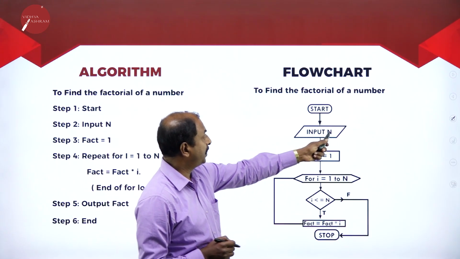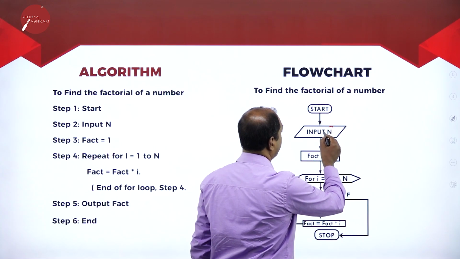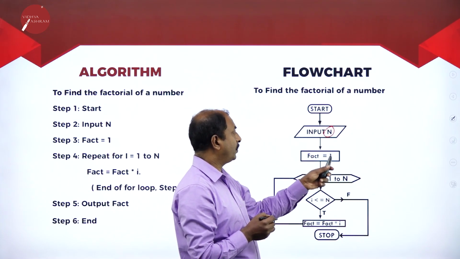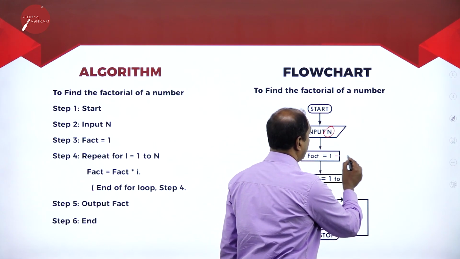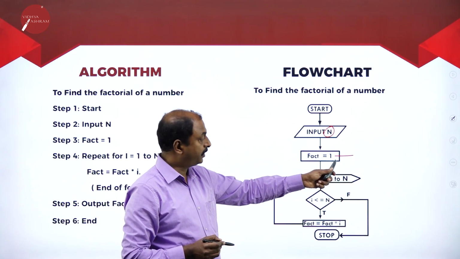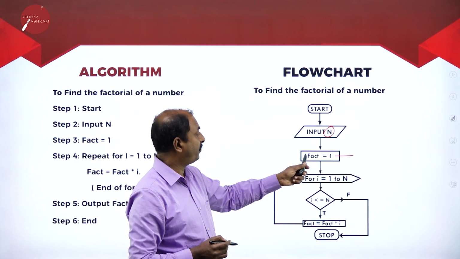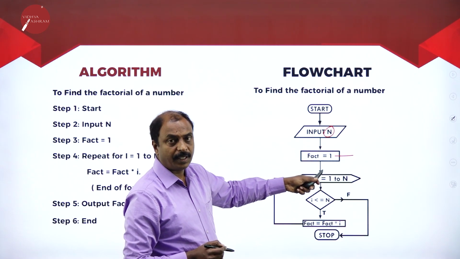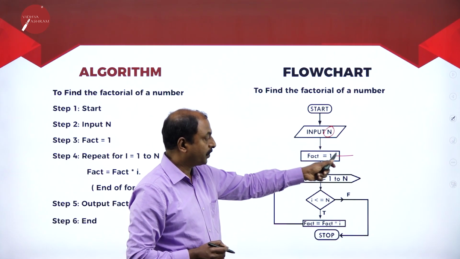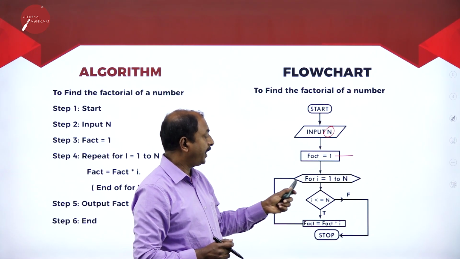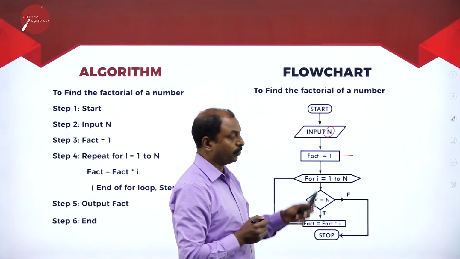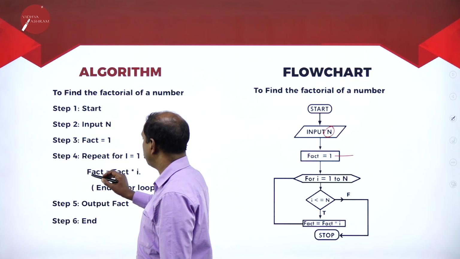And here, input n, we have to enter one number, that is n, and here fact equals 1. We have to initialize the variable fact equals 1. This is initialization of the variable fact equal to 1. At the beginning, let it be 1. So this is input and this is processing, fact equal to 1. And we are using a formula here.